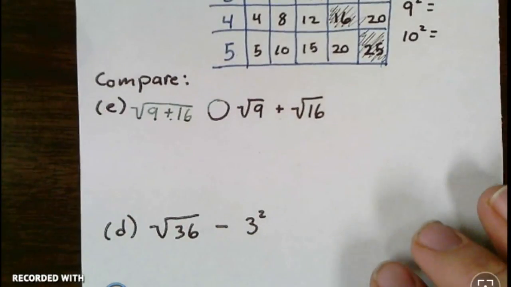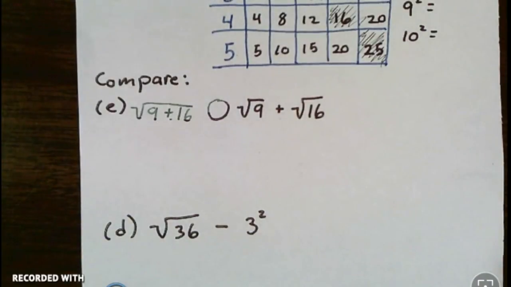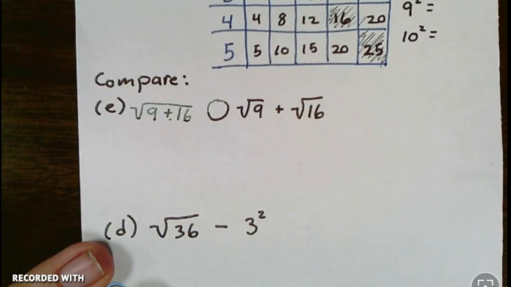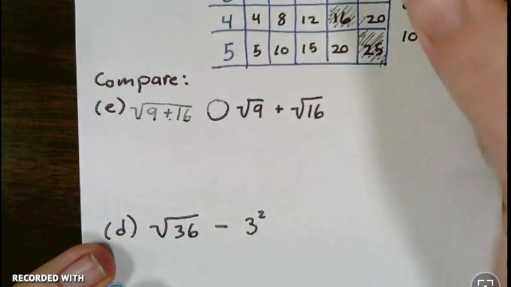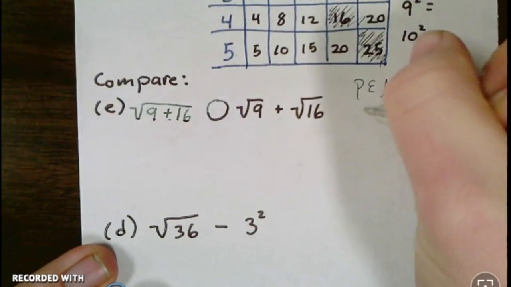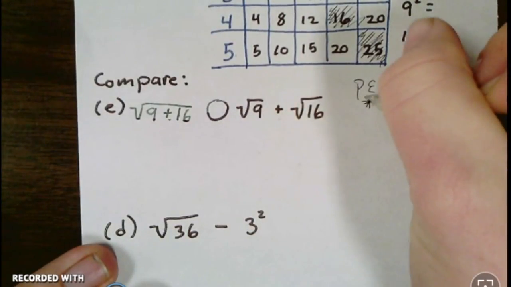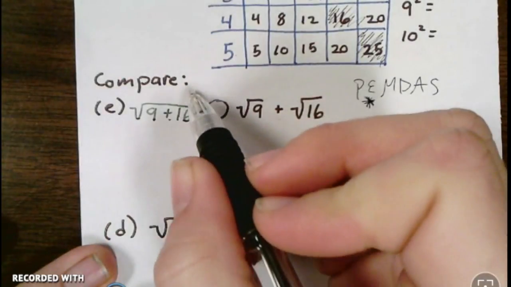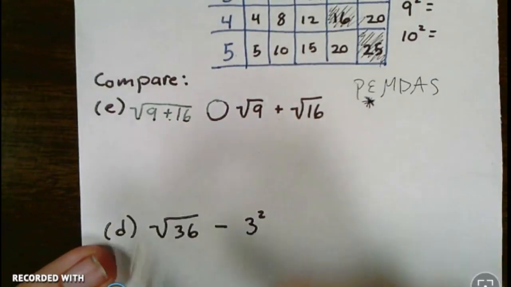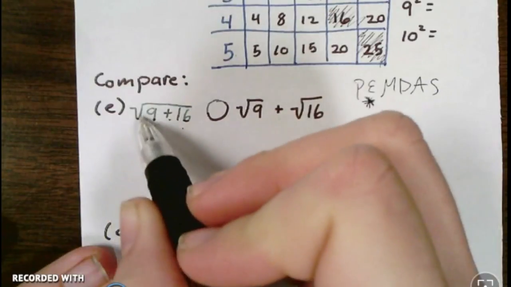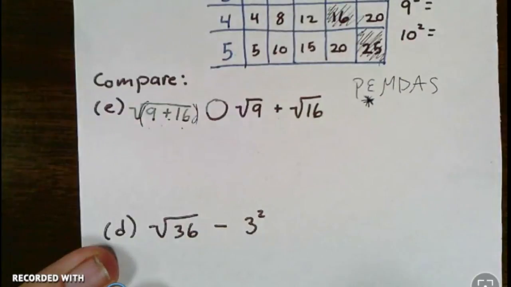Here's the last part of this lesson, and it involves comparing. What you need to know is that you always do exponents in PEMDAS, the order of operations. This E stands for exponents. That includes the square root of things or things being squared. So here we have the square root of 9 plus 16. When it's inside here together, it's almost like it's in parentheses. We're going to add first.